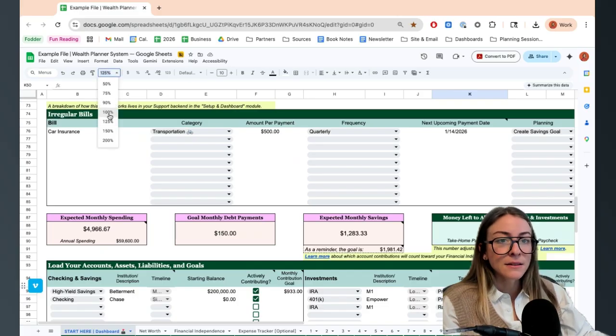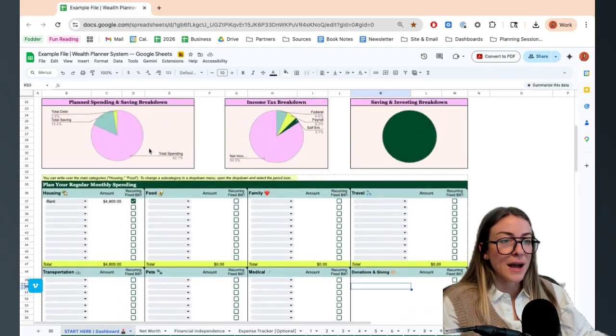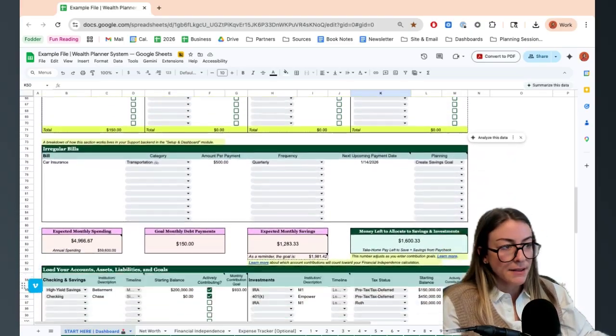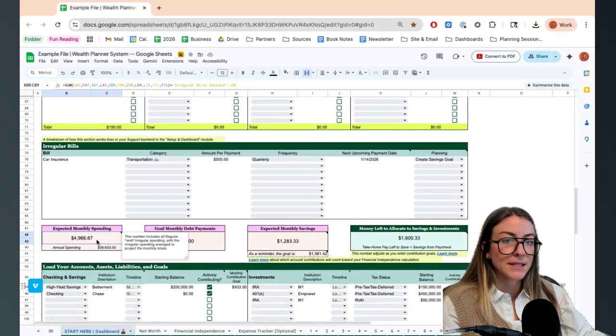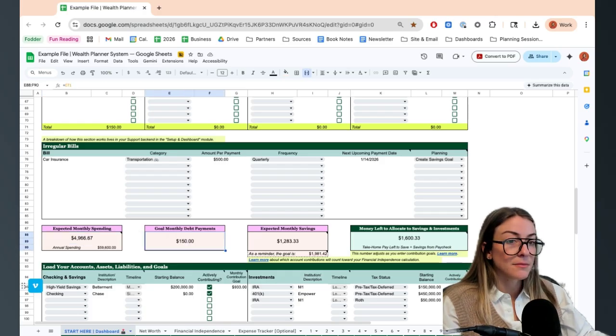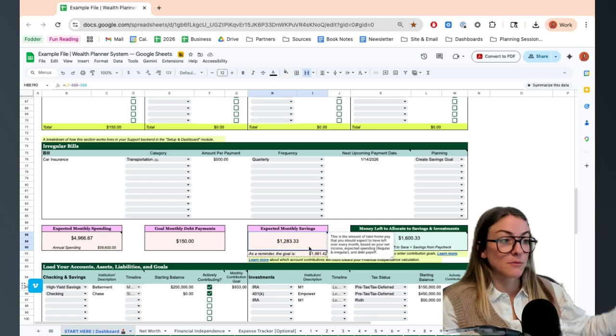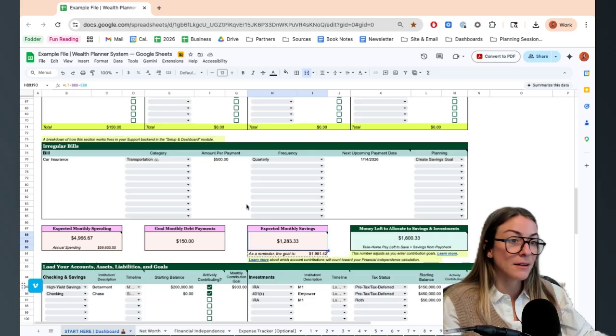And then after you have figured out what's going out, you can make this calculation yourself if you wanted to, but it's going to tell you, all right, what is expected monthly spending total? What are my goal debt payments? And then what am I expected to be able to save based on everything that I put up here? So that's just simple subtraction, right? We know what's coming in. We know the net income. What are we expected to save?